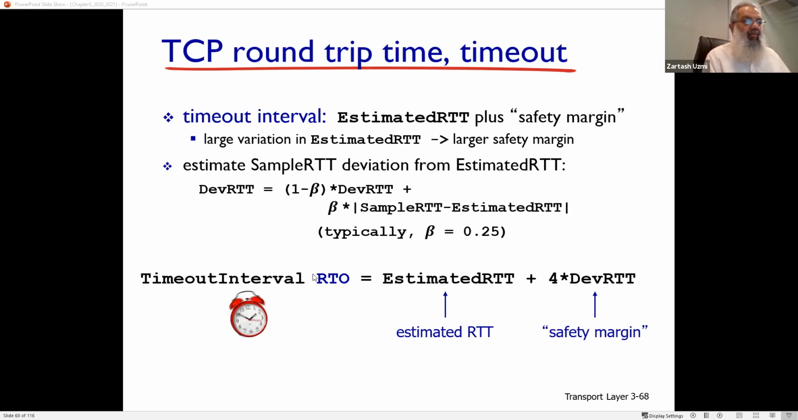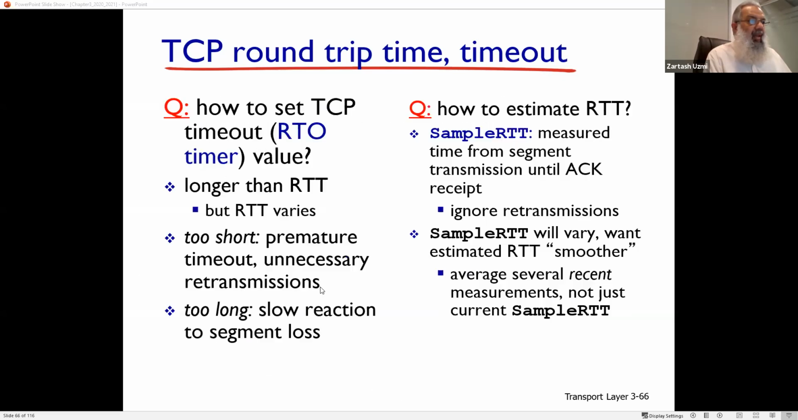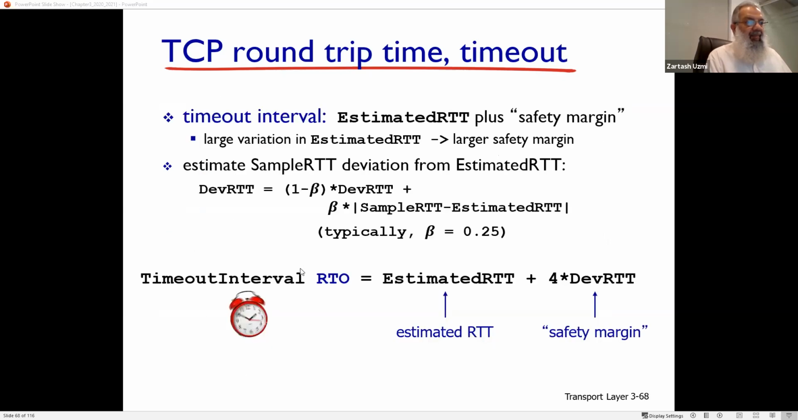I mean, it's a compromise, because what you want to do ultimately is you don't want to time out too prematurely, or you don't want to time out too slow. You want to come up with some value in between, which gives you good efficiency.